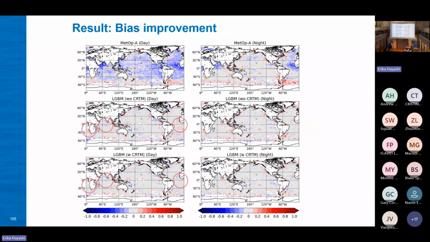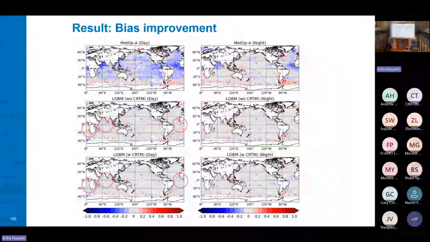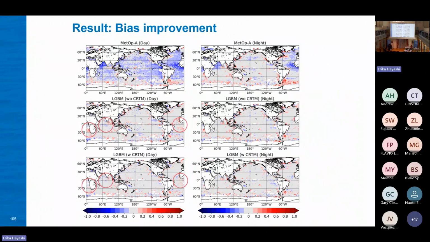This figure shows the spatial pattern of the bias improvement. Left figure shows the daytime and right figure shows the nighttime. And the middle one is the LGBM result without CRTM information, and the bottom one is the LGBM with CRTM information. You can see that the remaining bias in LGBM without CRTM is clearly reduced in LGBM with CRTM information.